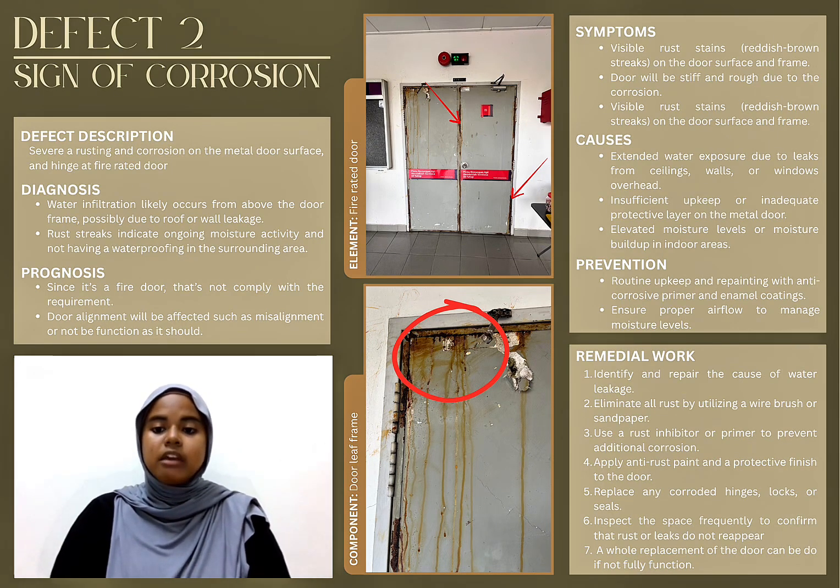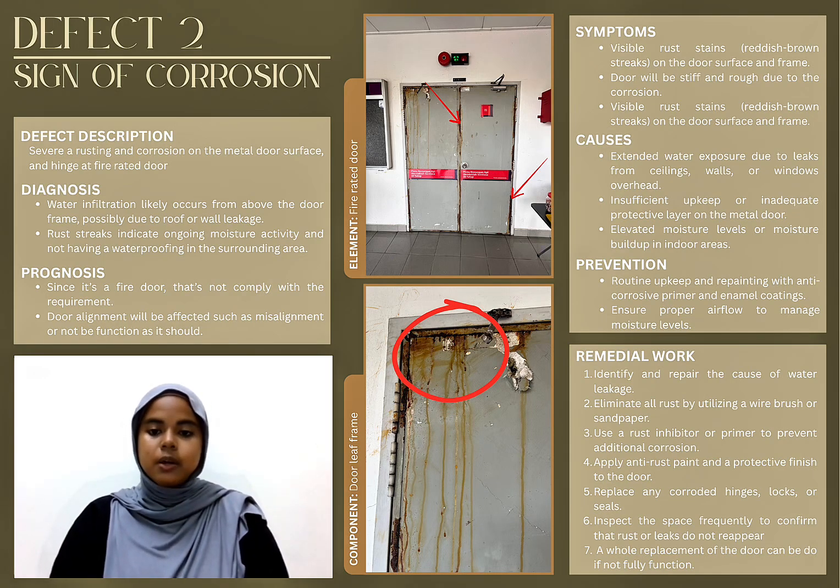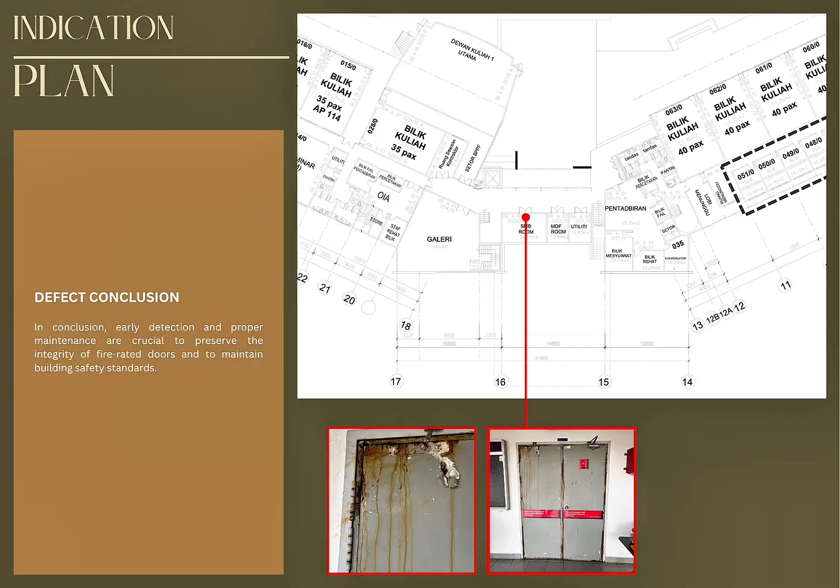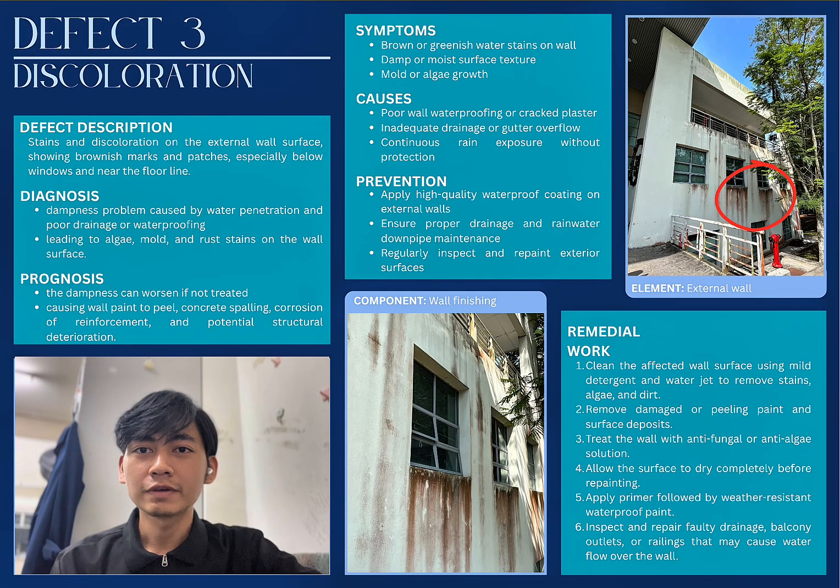Remedial work involves repairing the source of the leak, removing rust, applying rust inhibitor, repainting with anti-rust coating, and replacing damaged hardware. In several cases, a full door replacement may be required. In conclusion, early detection and proper maintenance are important to preserve the integrity of the fire-rated door and to maintain the building safety standard. My name is Farid Fikri bin Abdul Jalil.